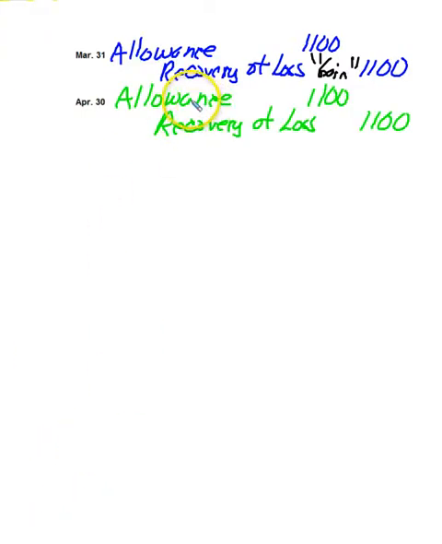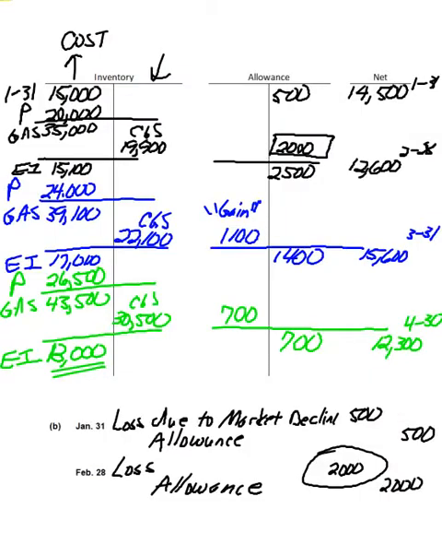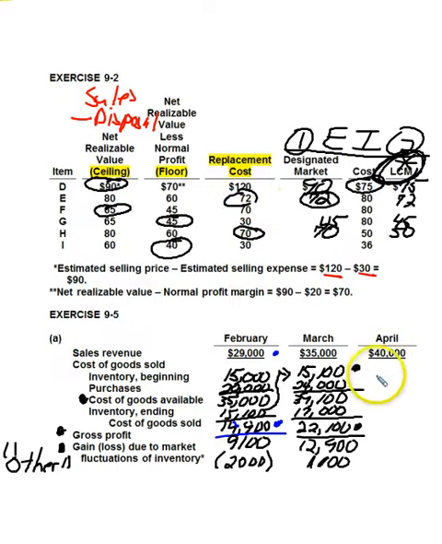Okay, so we have our debit to the allowance, recovery of loss. Oops, I made a mistake there, didn't I? That was supposed to be $700. Okay, and there I've made that correction for 700. Let's go back and look at, for April, how that would all look over here.